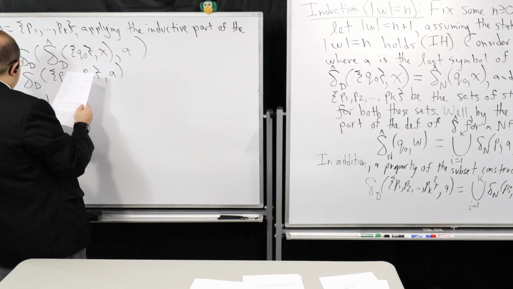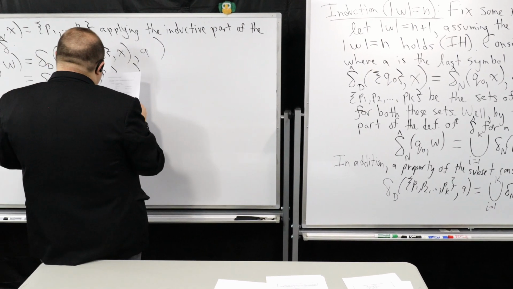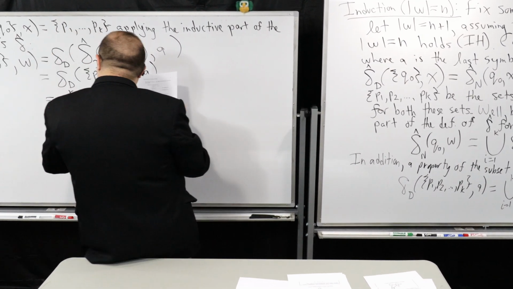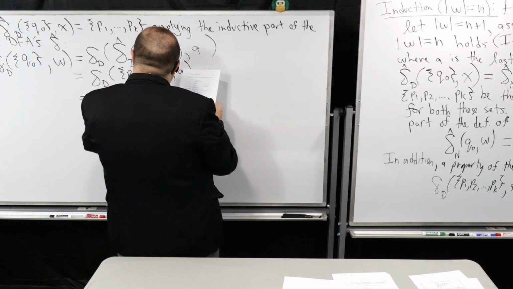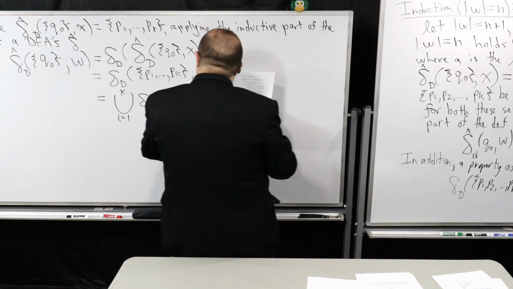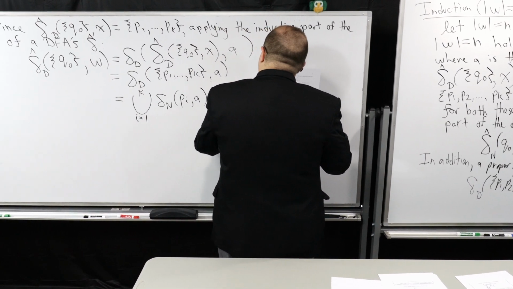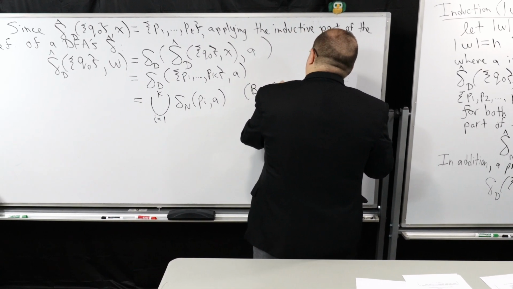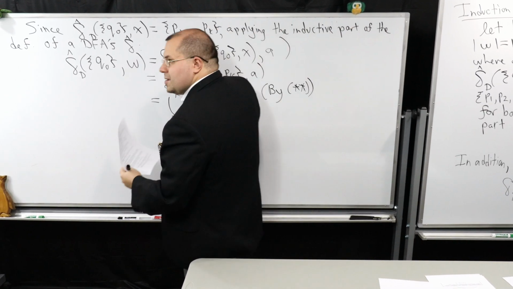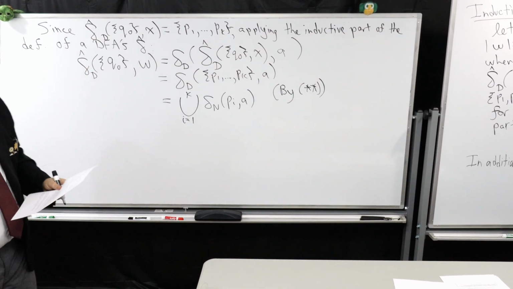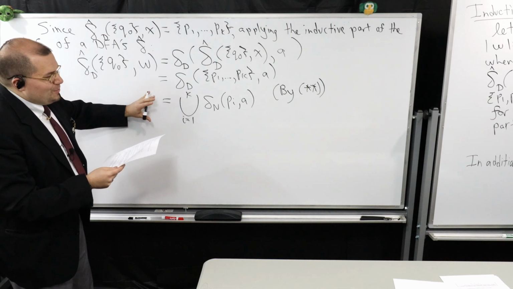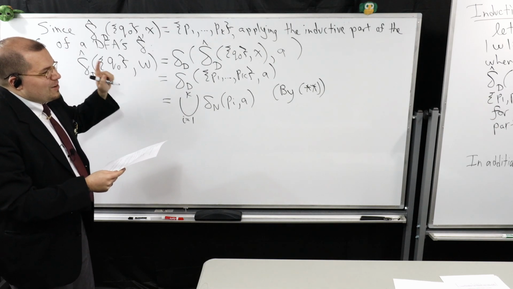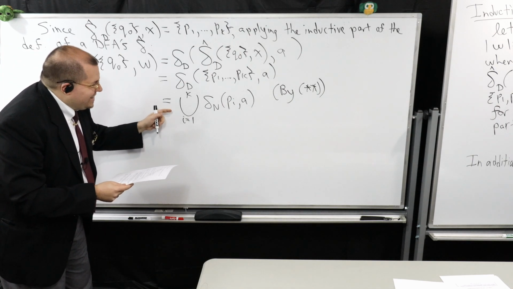So what does that mean? It simply means that this is equal to the union from i equals 1 to k of delta N of Pi, A, by double star. Now this is the great part. We've done all the work we really need to do, because what is this?